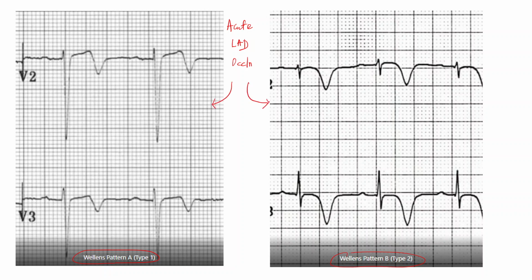What happens in type 1? There will be a biphasic T wave, as I showed in the previous page. In type 2, or pattern B, there will be a symmetrical T wave inversion in the precordial leads. Okay, so type A is the biphasic pattern. Type B is the inverted T pattern. So this is what you can see in Wellens pattern, and it is seen in case of acute LAD occlusion. Anyway, this also will be discussed in case of MI ECGs.